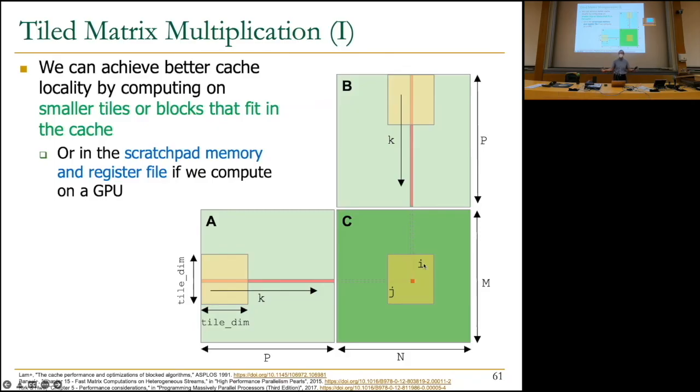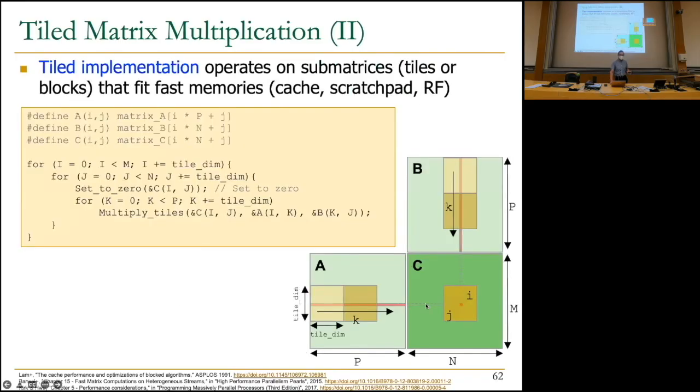And the idea is this is much smaller than your cache. That's good. And then you move on to the consecutive tiles to compute some of the points over here. That's the idea, basically. And you can take a look at the code. Basically, you're operating on not the huge matrices, but submatrices. Tile or block is a submatrix in this particular case.